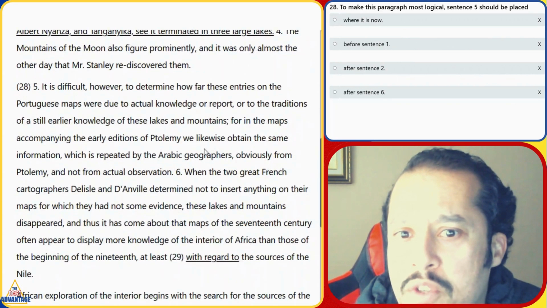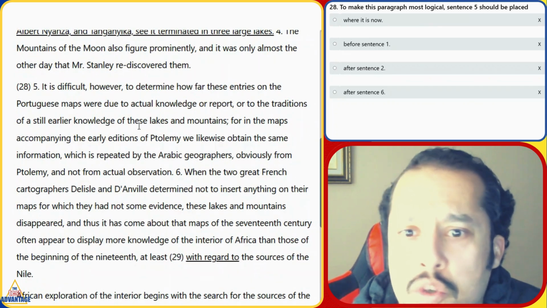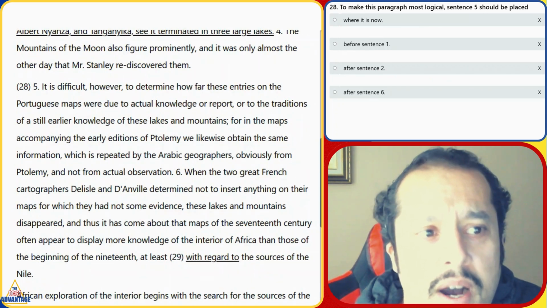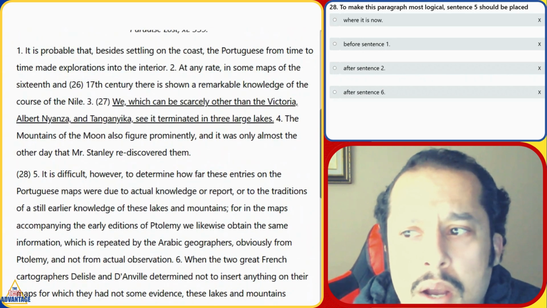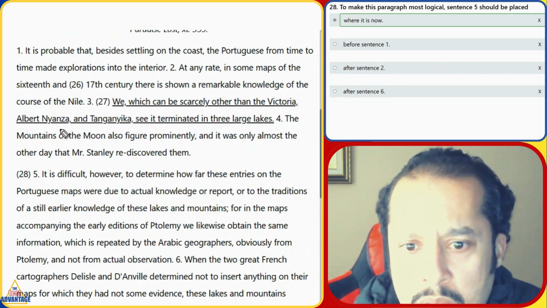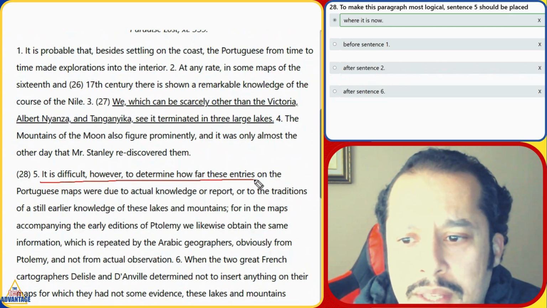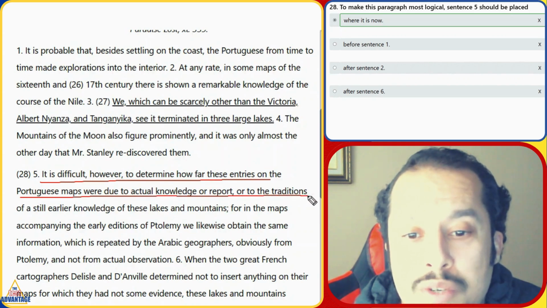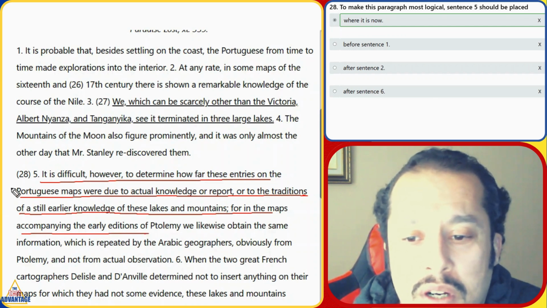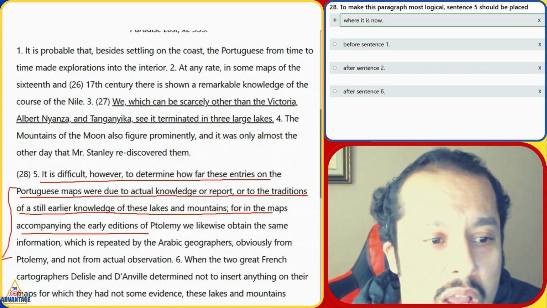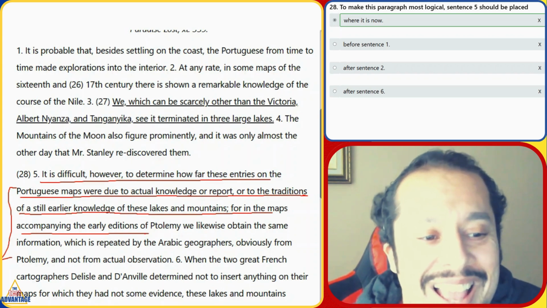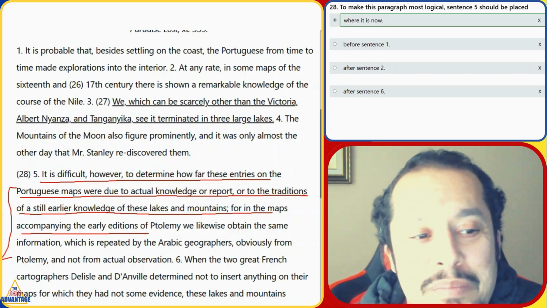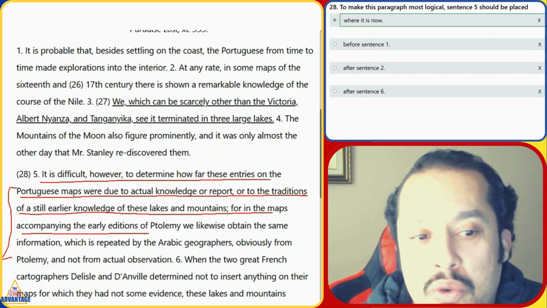Question number 28, to make the paragraph logical, where should we put sentence number 5? We're going to say where it is now. "It is difficult, however, to determine how far these entries on the Portuguese maps were due to actual knowledge or rapport or to the traditions of a still earlier knowledge of these lakes and mountains, for in the maps accompanying this..." Honestly, it's a very long sentence.